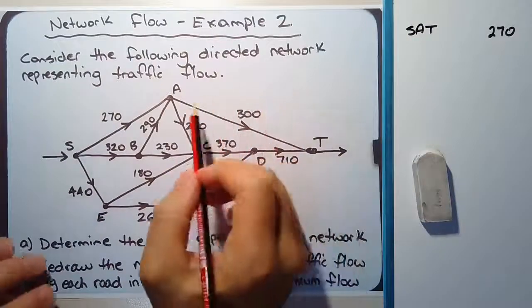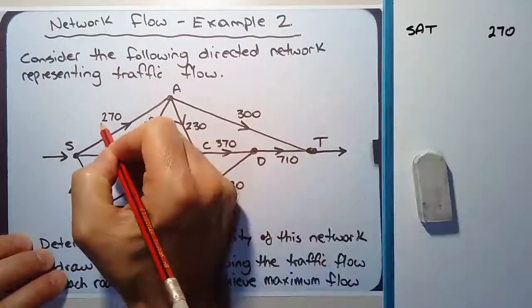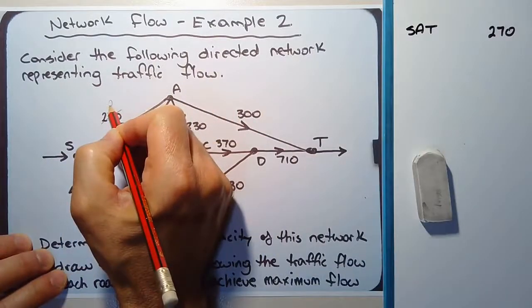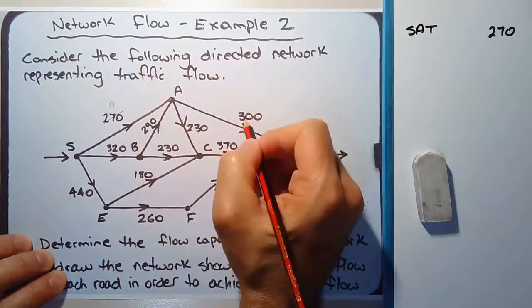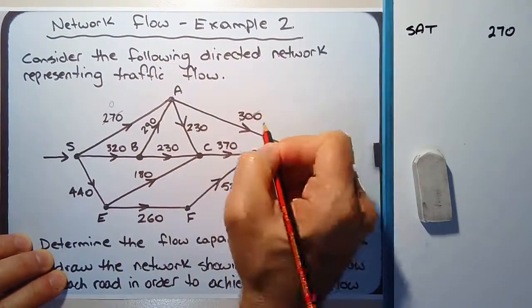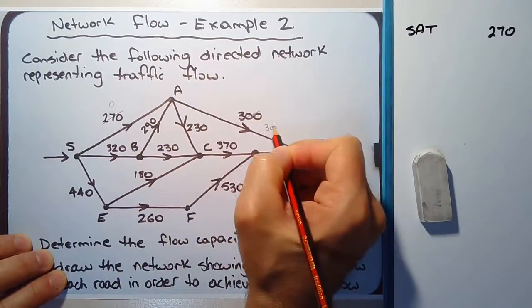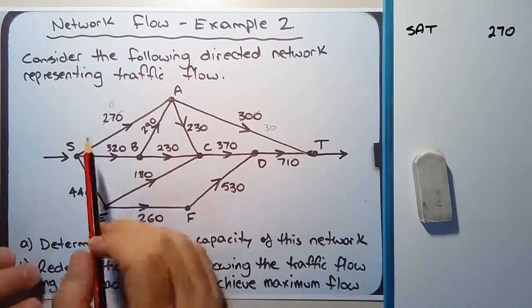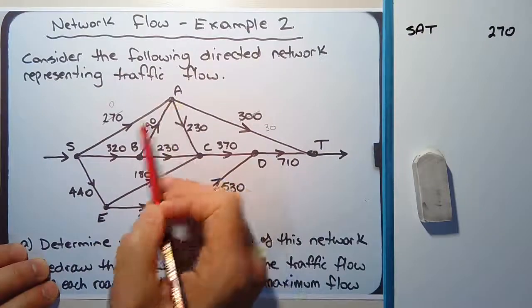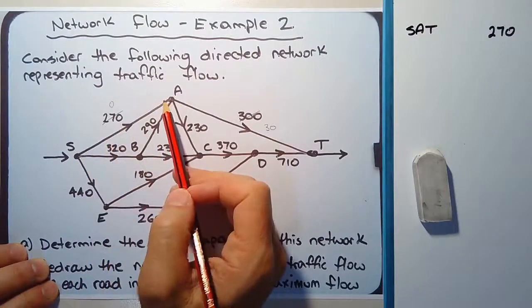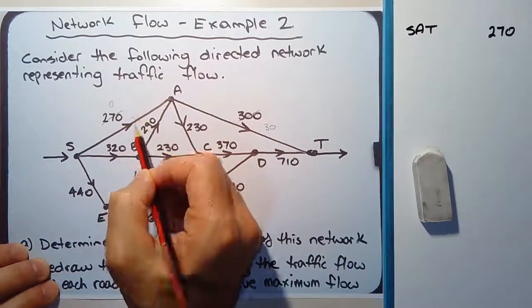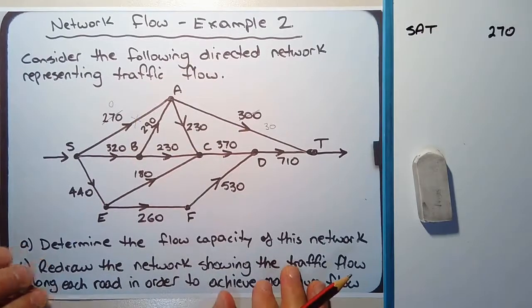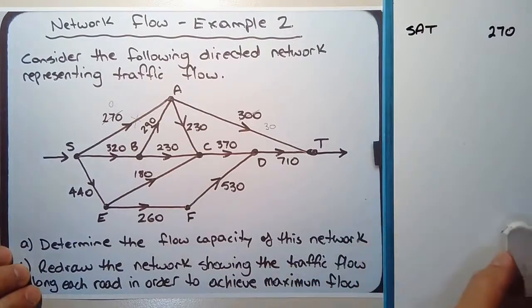So SAT 270, what we're going to do is subtract 270 from each of these numbers. And so we end up with 30 here for this path AT. That means now we can no longer use SA. That's now basically saturated. Let's try and identify another path.